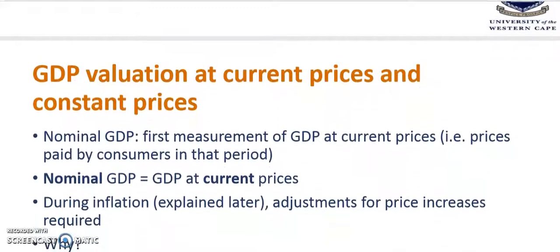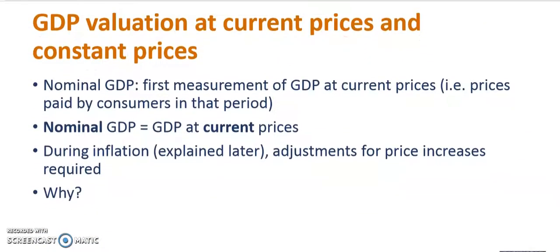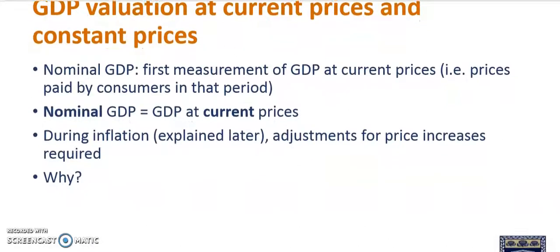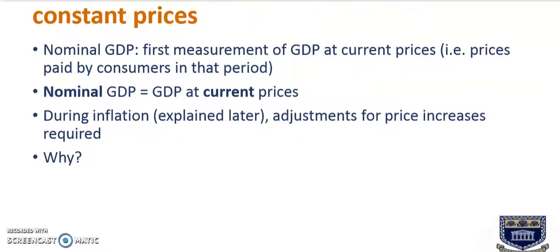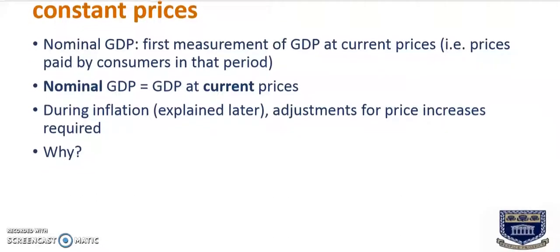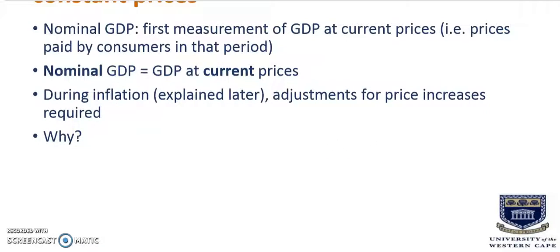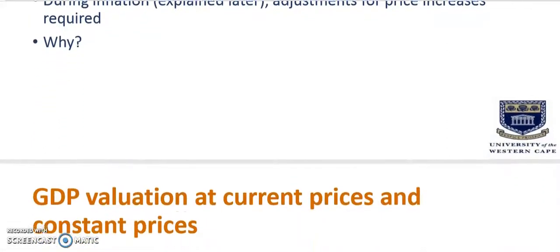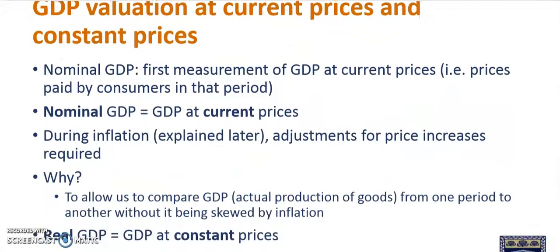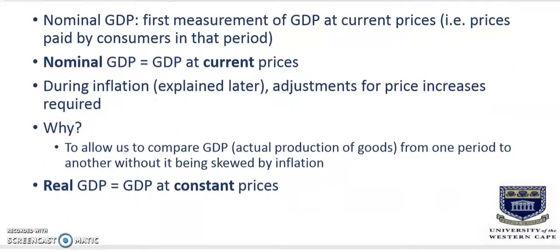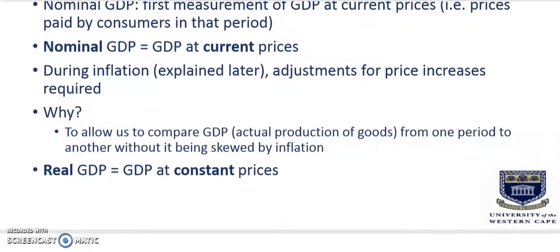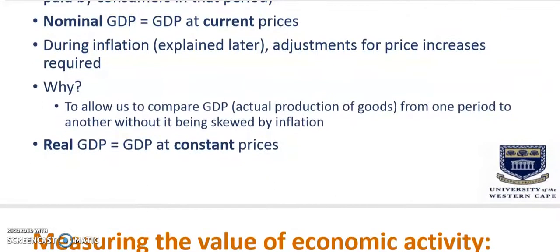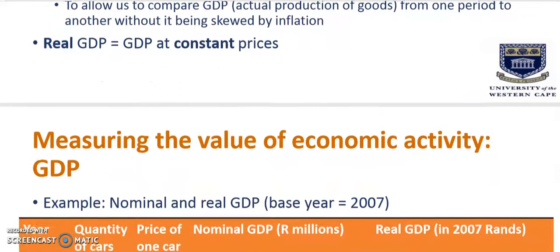GDP valuation at current prices and constant prices. Nominal GDP is the first measurement of GDP at current prices. That is, prices paid by consumers in that period. Nominal GDP is equivalent to GDP at current prices. During inflationary times, adjustments for price increases are required. This is done because it allows us to compare GDP, that is the actual production of goods, from one period to another without it being skewed by inflation. Real GDP is equal to GDP at constant prices.